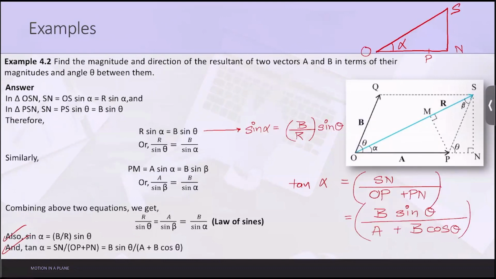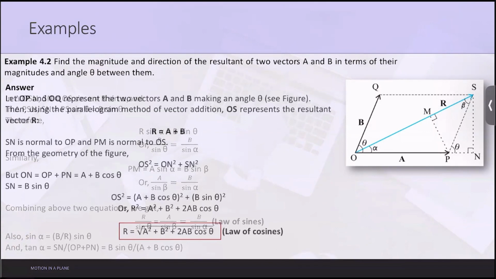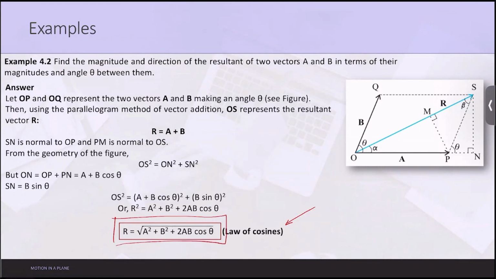So that is how we can obtain the value of magnitude, and the value of direction also. That is how we obtain the magnitude and direction of the resultant of two vectors. Alpha can be used to find the direction of the resultant vector. If we know alpha, the resultant vector is directed at an angle alpha from the x-axis, or generally from the A vector. So this is how we obtain the direction, and this is how we obtain the magnitude. That being said, let's move forward.